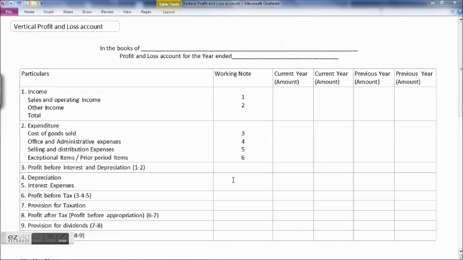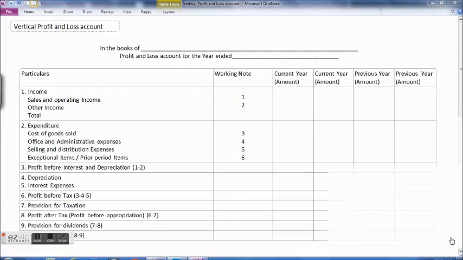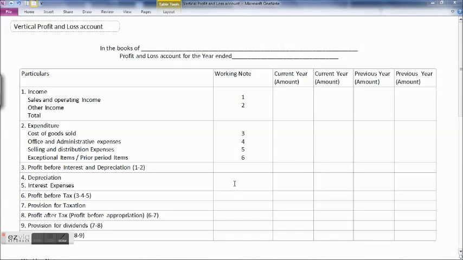So in this session, we will be seeing how to prepare a vertical profit and loss account or a vertical income statement. In the books of so and so, profit and loss account for the year ended so and so, or it is also known as income statement. Profit and loss account can be for the year ended, month ended, period ended, quarter ended or six months ended, depending. It is for a specific period, unlike the balance sheet, which is as on a particular date.